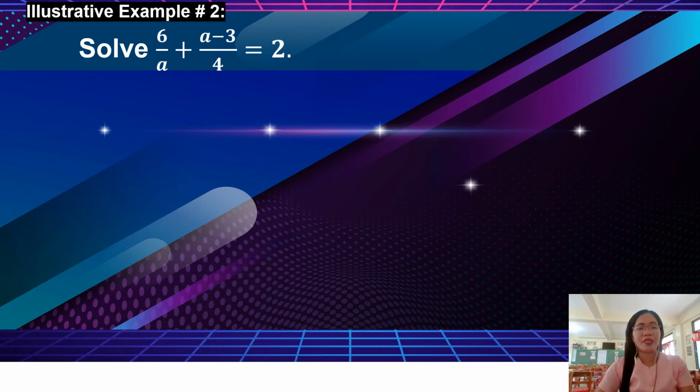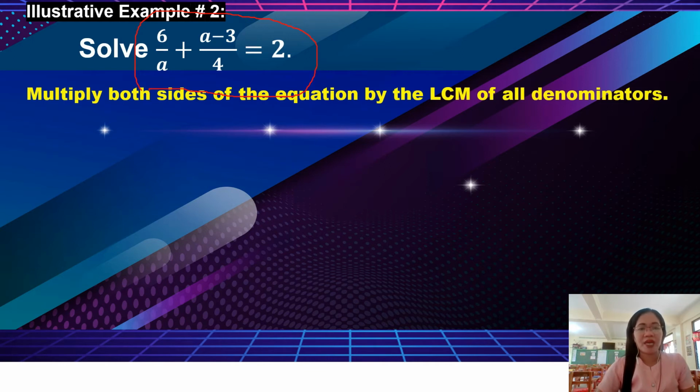How about if our example is a rational equation? This is an example of a rational equation. As what you had noticed, na siya, it is a fraction. Ano rational equation? A fraction. So, first step in solving a rational equation is to multiply both sides of the equation by the LCM of all denominators, and our denominators are a, 4, and that is over 1.